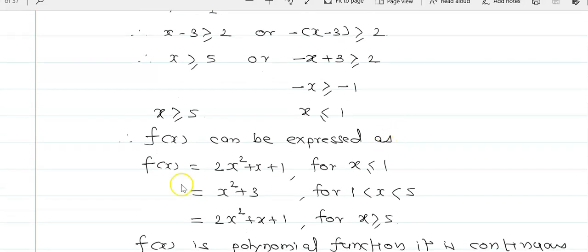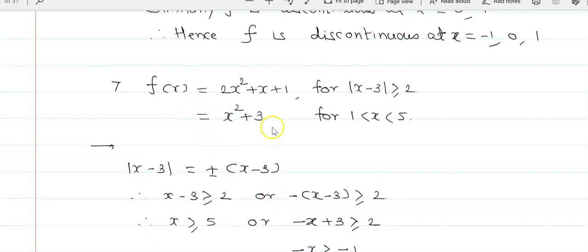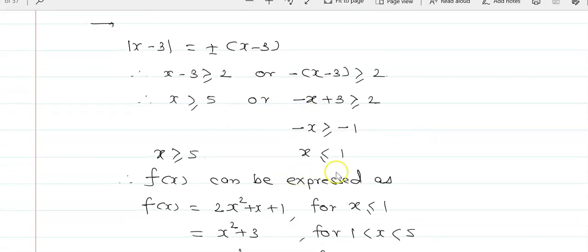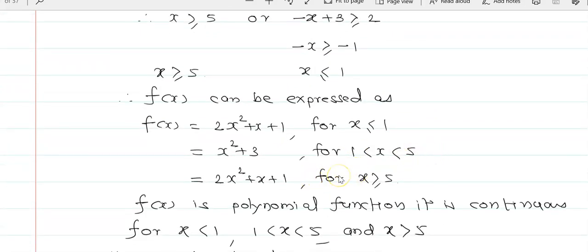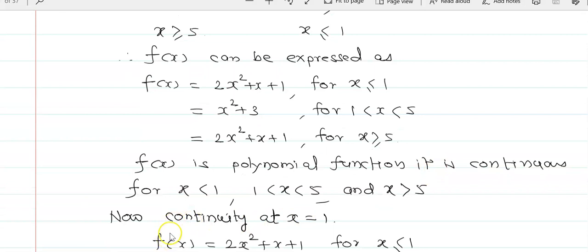F can be expressed as f of x is equal to 2x square plus x plus 1 for x less than or equal to 1, equal to x square plus 3 for x lying between 1 to 5, and for the last, f of x is equal to 2x square plus x plus 1 for x greater than or equal to 5. F of x is a polynomial function. It is continuous for x less than 1, x lies between 1 to 5, and x greater than 5.